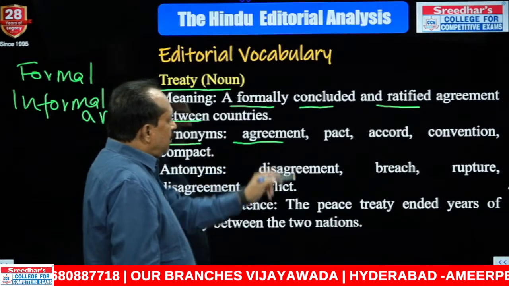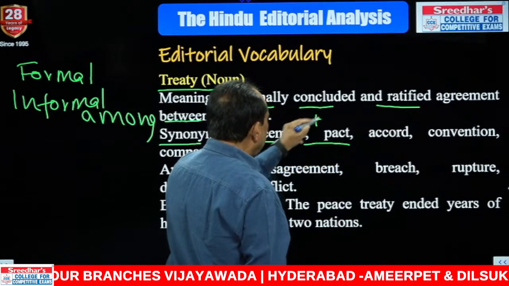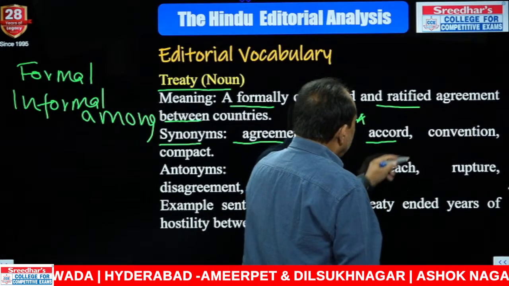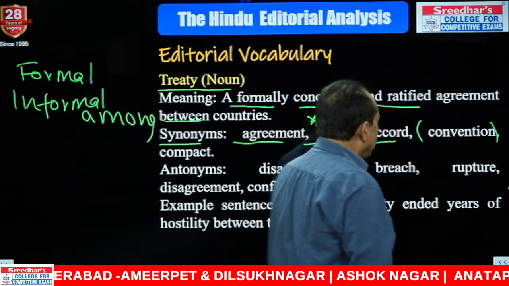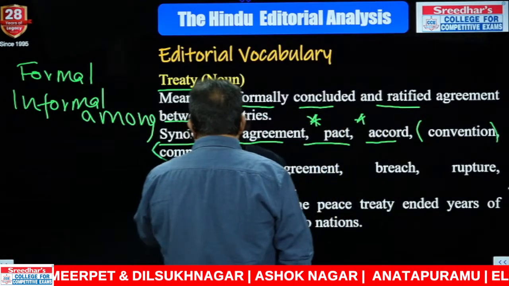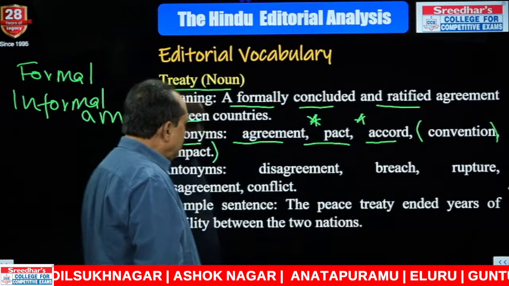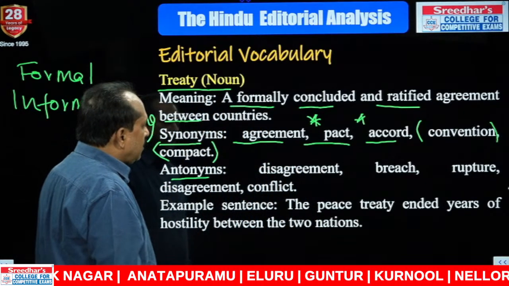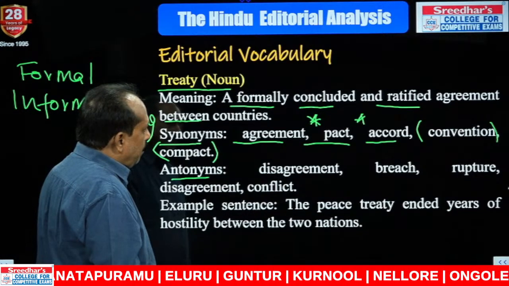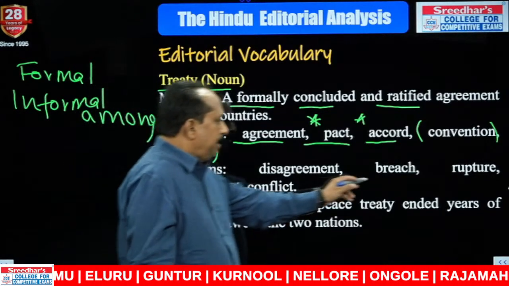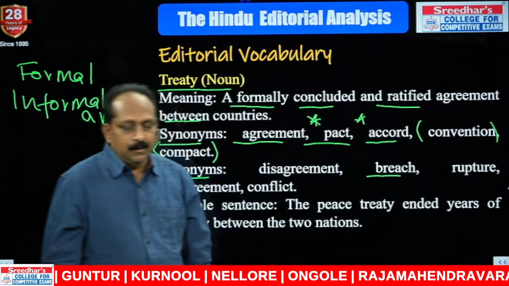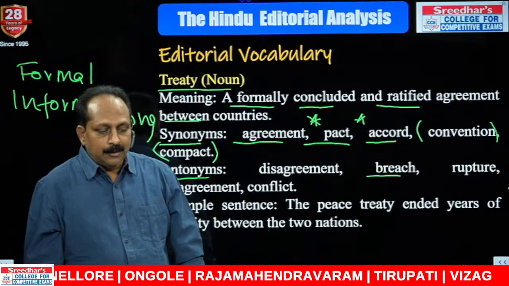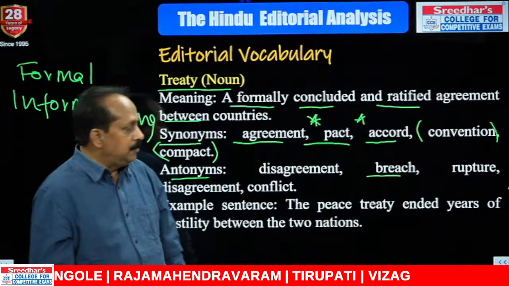Synonyms: agreement, pact, an important word. Accord also, you can say, it has other meanings. Convention usually goes with a meeting. Compact is also not relevant here. Antonyms: disagreement, not exactly. Disagreement, breach, rupture. Breach we have got many a time. It goes with a crack in a concrete structure. It also means violation of rules and regulations.